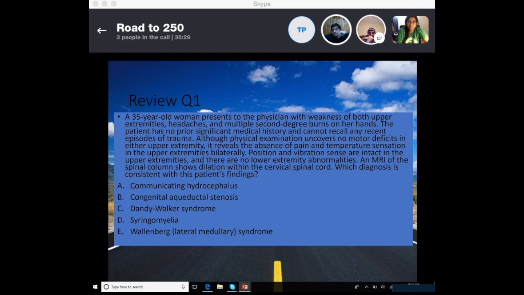A 35-year-old woman presents to the physician with weakness of both upper extremities, headache, and multiple second-degree burns on her hands. The patient has no prior significant medical history and cannot recall any recent episodes of trauma. Although physical exam uncovers no motor defects in the upper extremities, it reveals the absence of pain and temperature sensation in the upper extremities bilaterally. Position and vibration sense are intact in the upper extremities, and there are no lower extremity abnormalities. An MRI of the spinal column shows dilatation within the cervical spinal cord. Which diagnosis is consistent with this patient's findings?